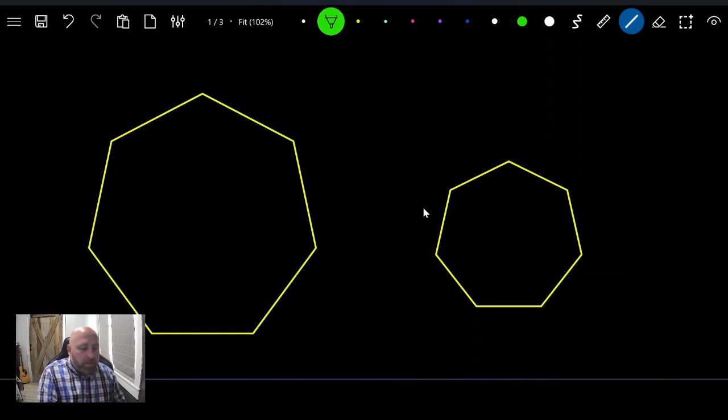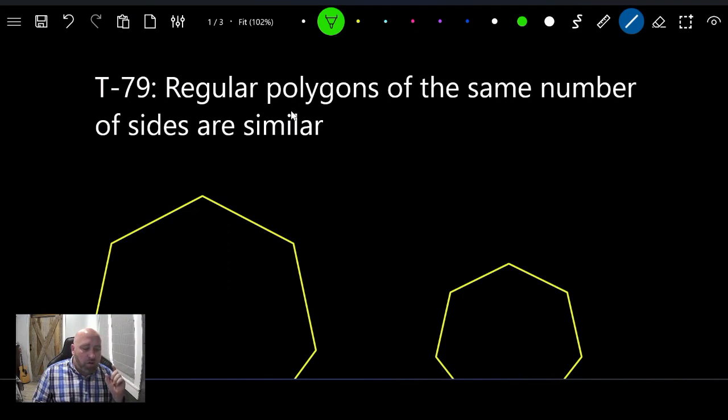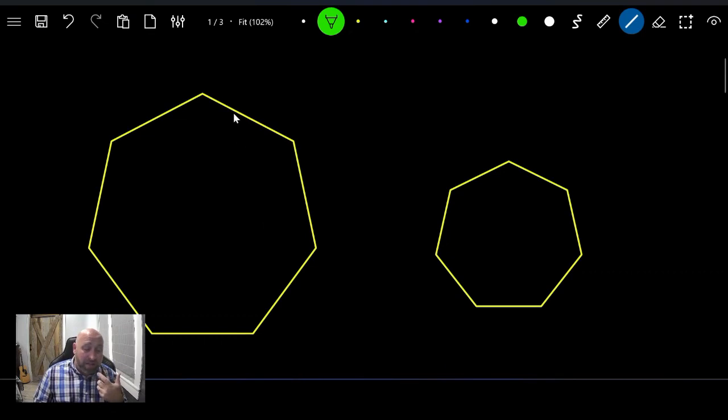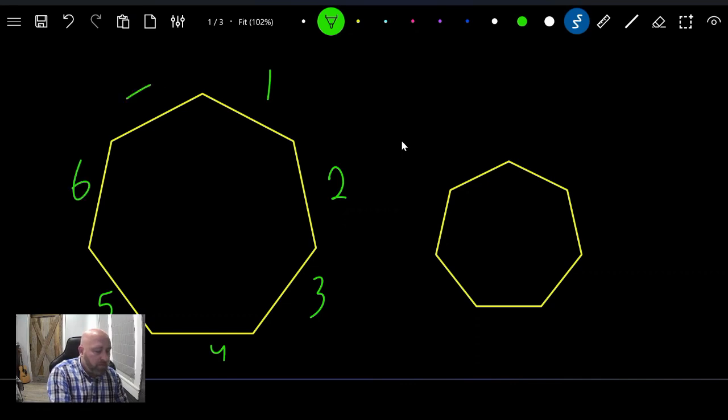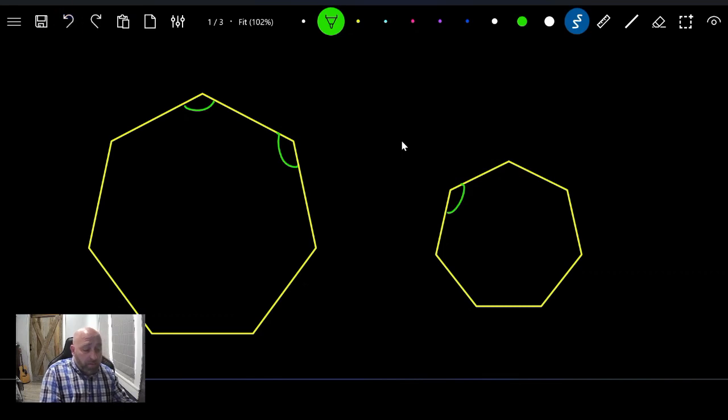One reason is because, all right, so what does similar mean? Similar means that they're the same shape, but different sizes. So if we say that these are regular polygons of the same number of sides, this has 7 sides, so 1, 2, 3, 4, 5, 6, 7. So these are heptagons. And in these heptagons, we just learned in the last lesson that they're going to have the same angles right here because they're regular. So all you would do is plug into that formula and we could figure out what these angles were. And it's going to be the same in both of them.